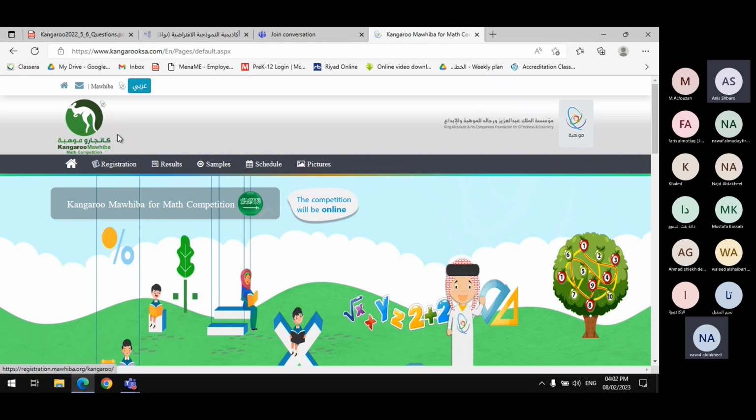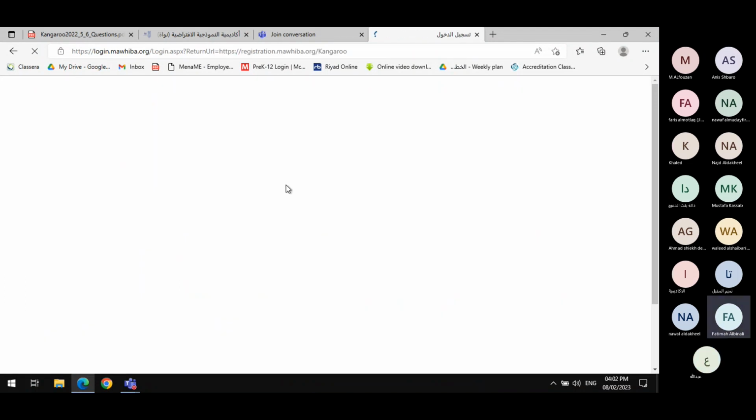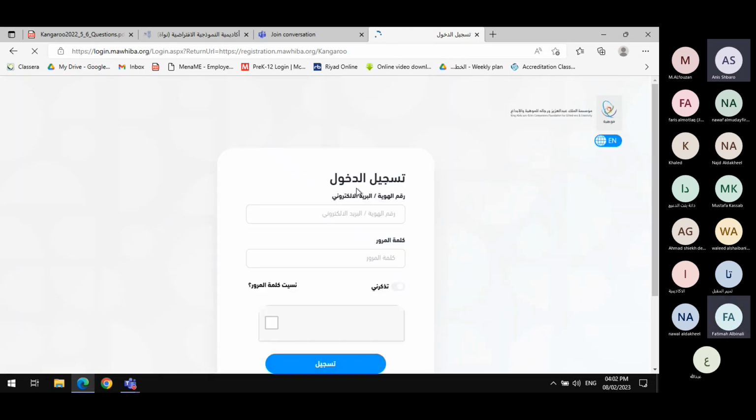I'm going to start by saying we must all register, and in order to register for the Kangaroo competition, we must go to www.kangarooksa.com. We are going to press on registration. In English, it's here. In Arabic, it will be here, of course. Inside this registration, we are going to put our ID number or the email address that is assigned for Mohiba, and of course your password.